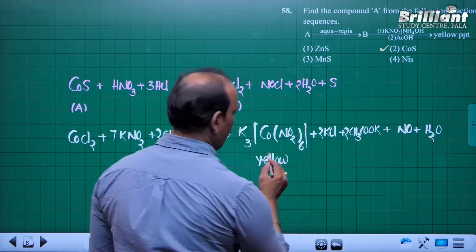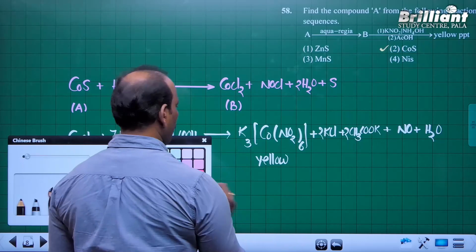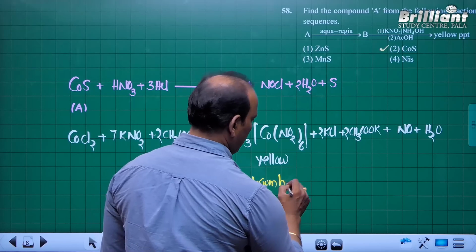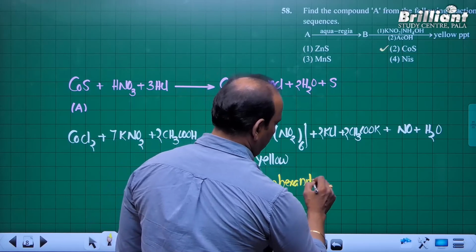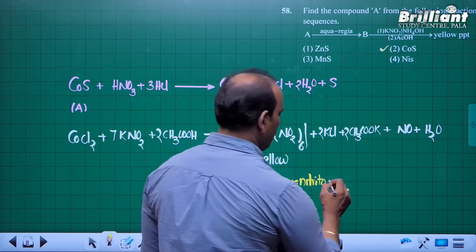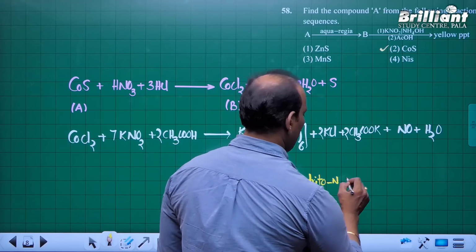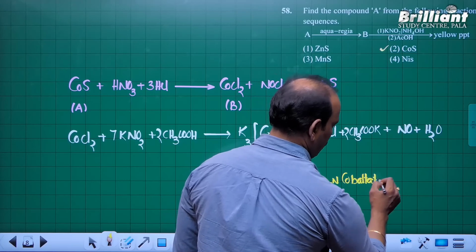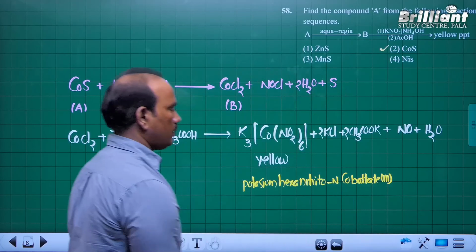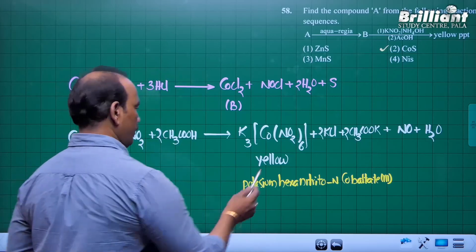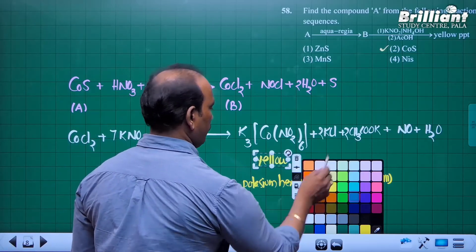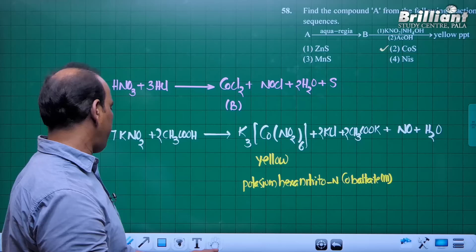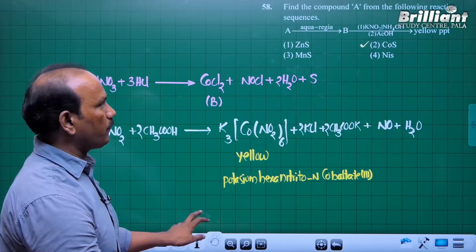What is the IUPAC name of this yellow compound? Potassium hexanitrito-N cobaltate(III). This is the yellow color. Okay? Here 6 plus 1, that is 7. Okay, is it clear now? So the option is this.